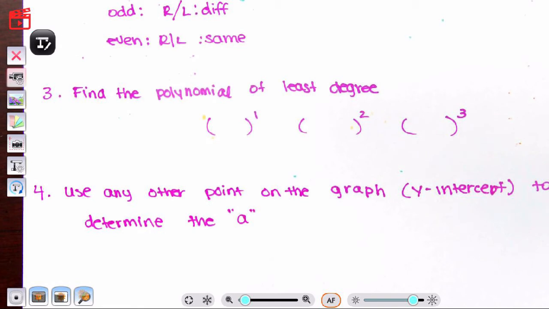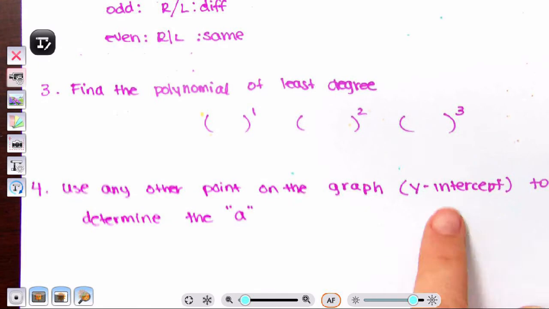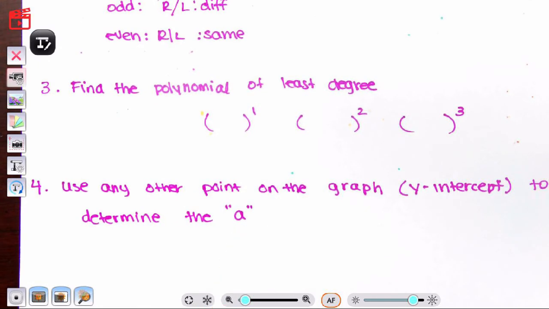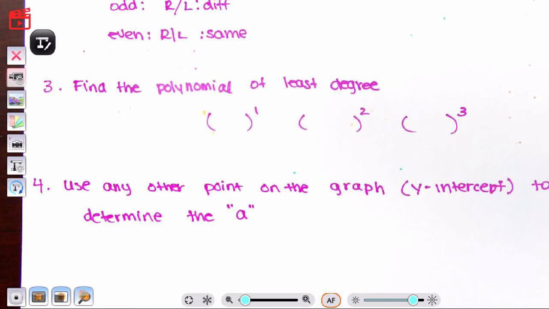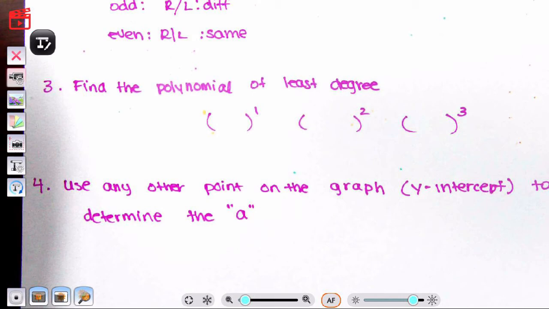So just like we were finding a in graphing cubic functions or writing the a from the graph for a cubic function, we're going to do the same thing. Pick a point, any point. I recommend the y-intercept. Plug it in, solve for a. Again, a is your leading coefficient, so you need to make sure you have the correct either positive or negative. Let's do an example right now.